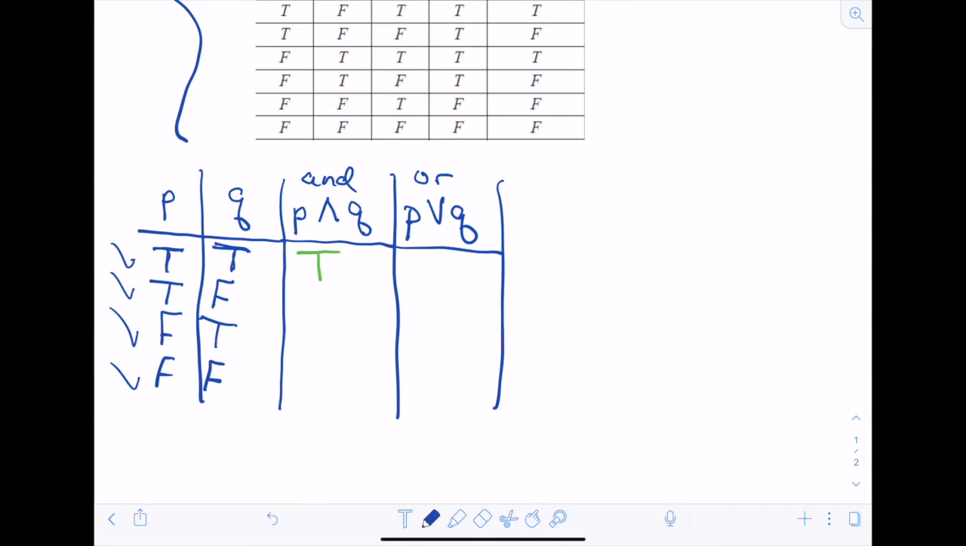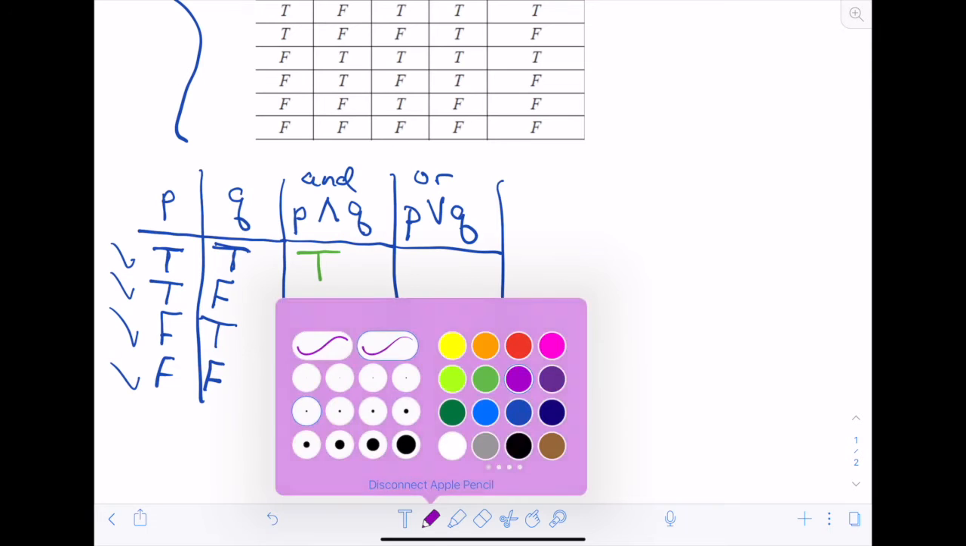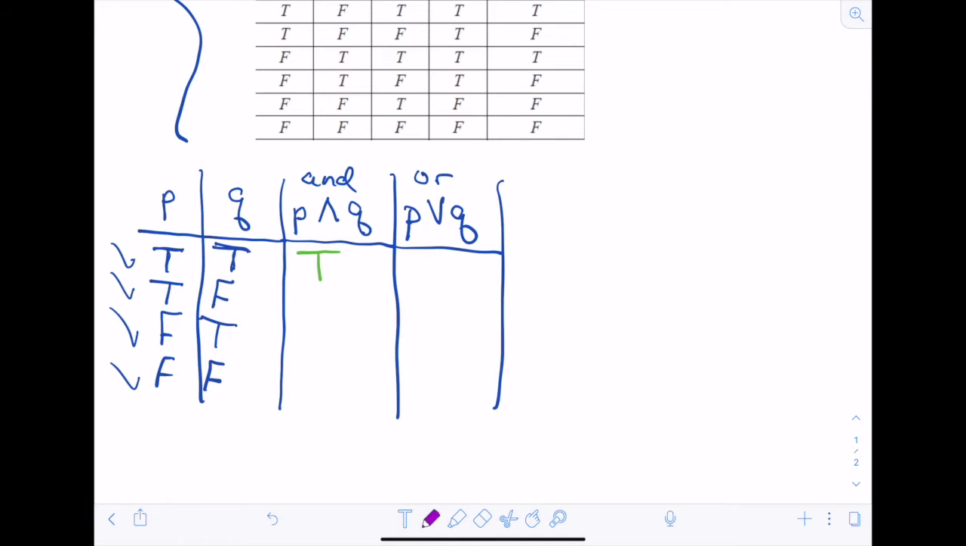So what does that mean? We'll try a different color for that one. If something is true or the other thing is true, one or the other must be true. They don't both have to be true, they could be. So if P is true and Q is true, one or the other is true, so that one becomes true. So that's kind of easy, sort of. If it's true, they're both true, then when you and them together, it will be true. When you or them together, it will be true.